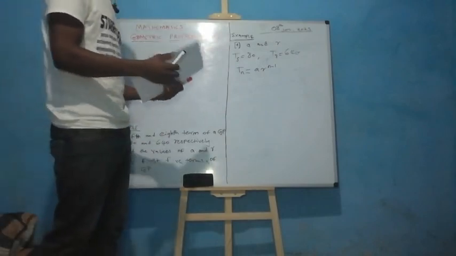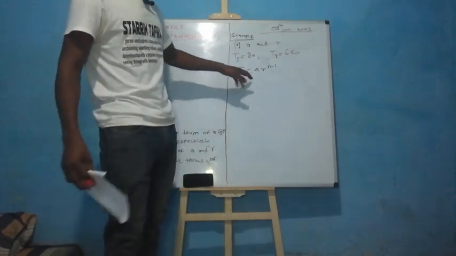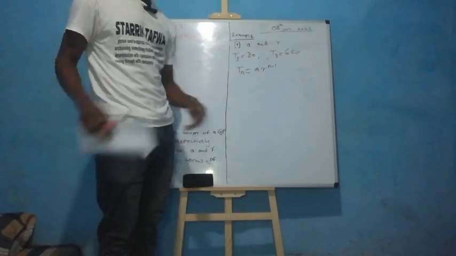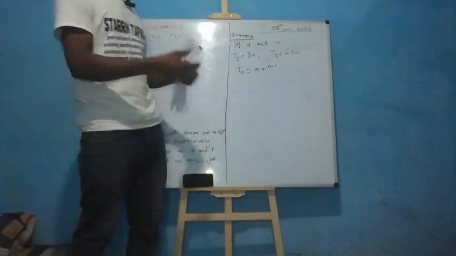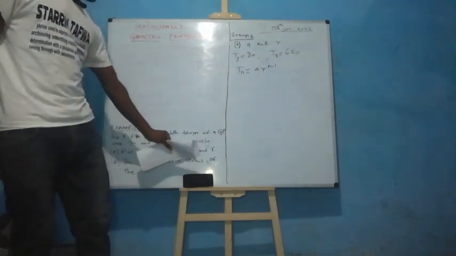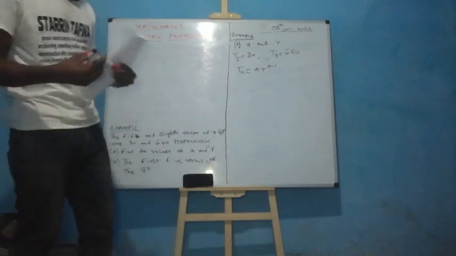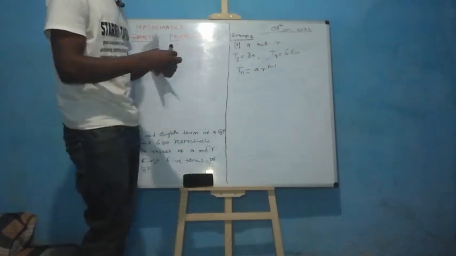Now, given that we have been given the fifth term and the eighth term, and we also know that the formula for us to find any term in a geometric progression is Tn equals Ar^(n-1), let us use this formula to find the values of the elements that we've been asked to find, which are A and R. How do we do that? This is how we're going to do it.